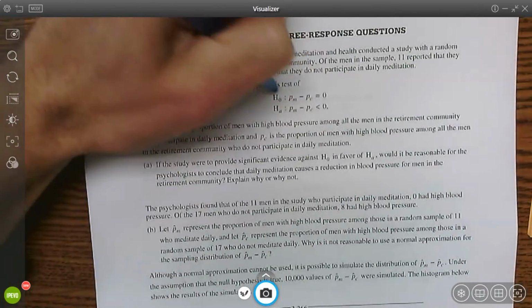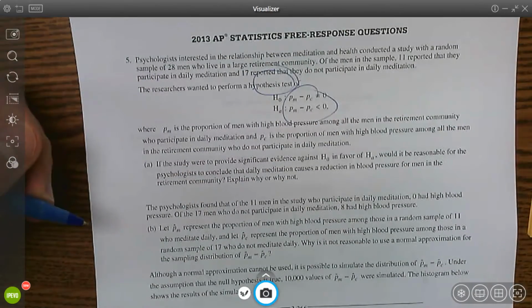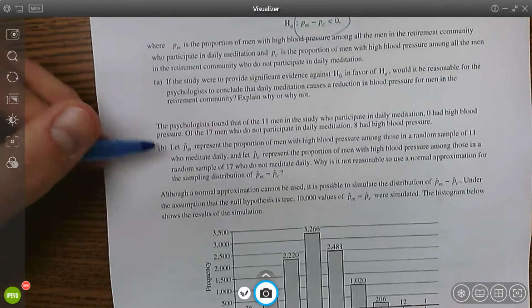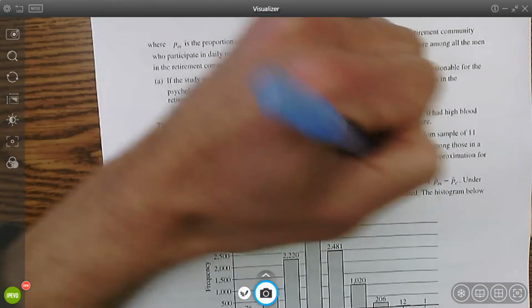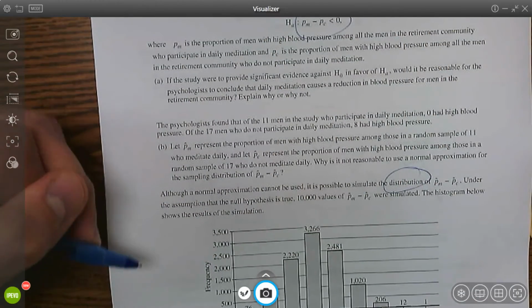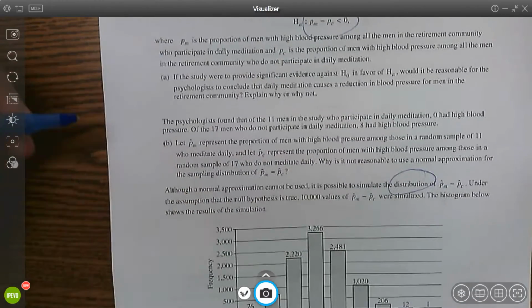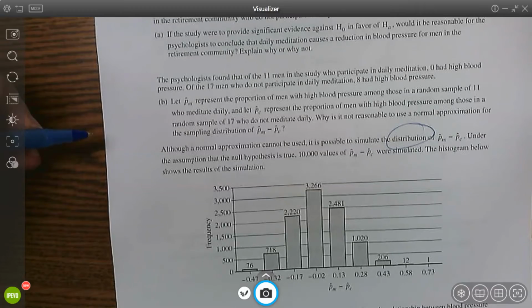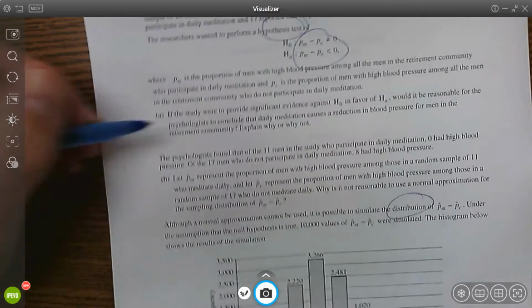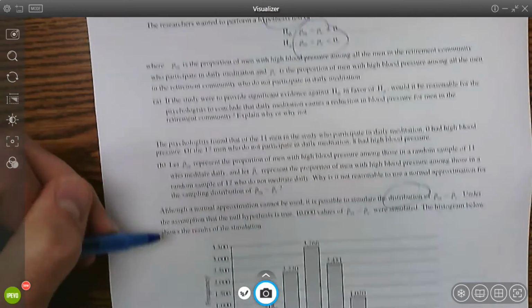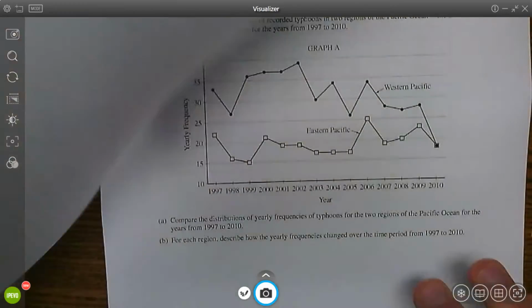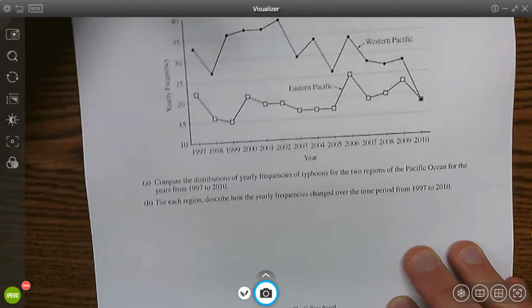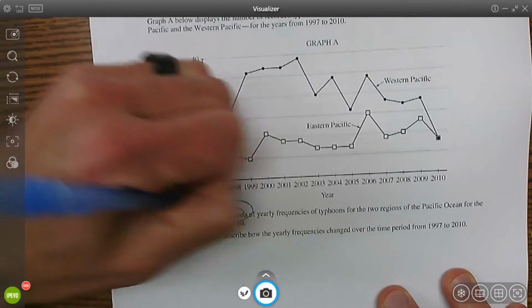So this is a chi-squared test for independence. Question 5, hypothesis test. I see some hypotheses here. So this is inference for proportions. That's what's happening here. Then they are simulating a distribution. This looks like a sampling distribution based on a simulation. So this is starting to get into probability a little bit. So this is inference for proportions and sampling distribution.